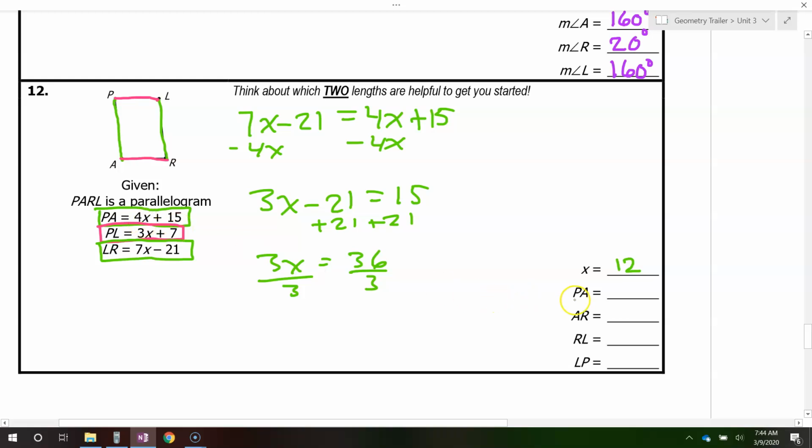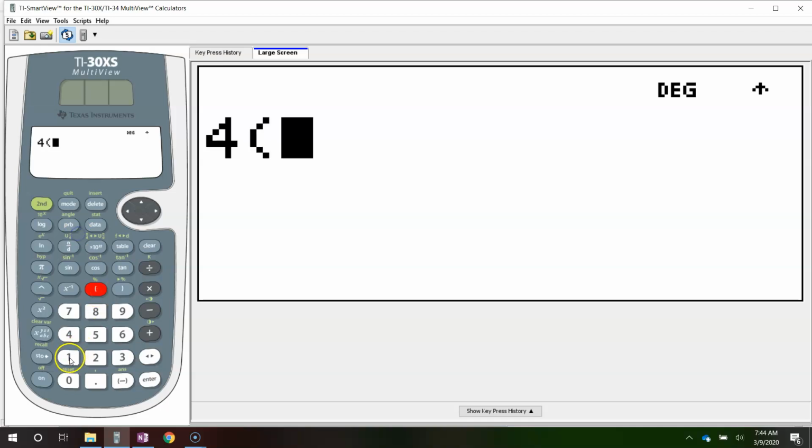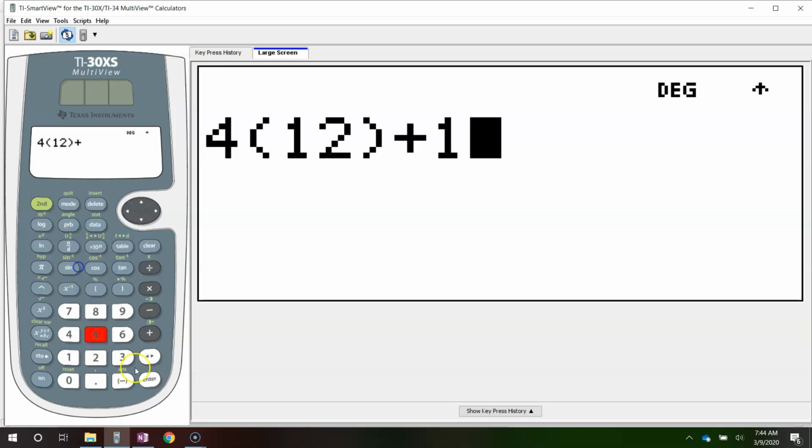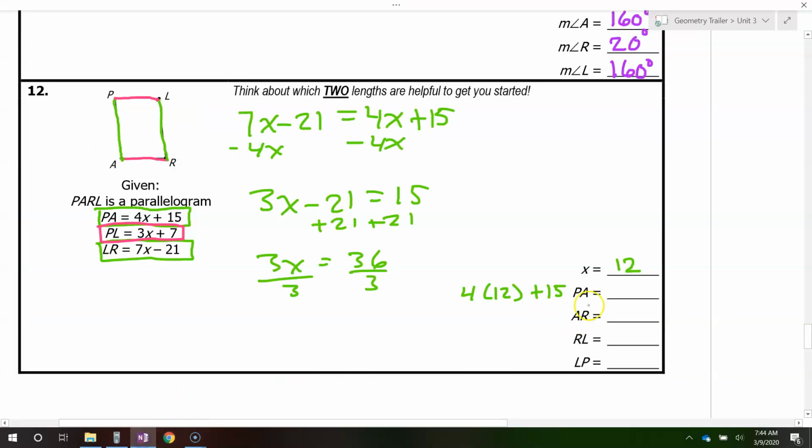Okay, now I can find PA by substituting 12 in for x. So that makes 4 times 12 plus 15. So that is 63. And we know that PA and LR are congruent. So let's jump down to LR, which is the same as RL, and we know that that will also be 63.